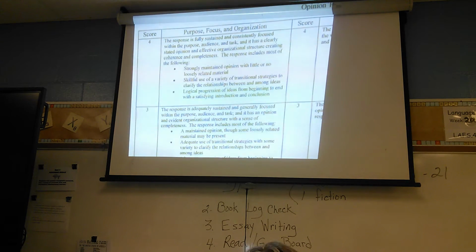So when you think about your focus, are you staying focused, or are you going off on a tangent about how Paul Revere made this engraving? Have you gone off on a tangent, and your focus on your thesis and your main idea has drifted away?